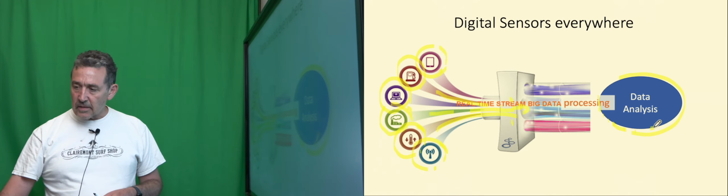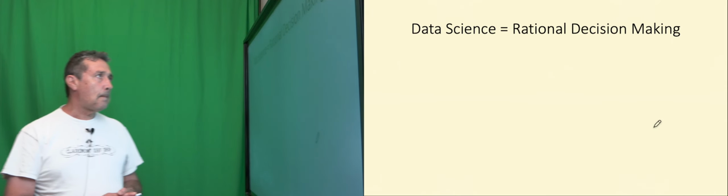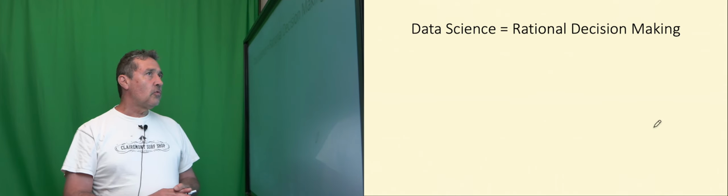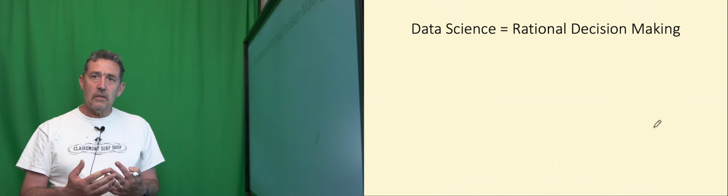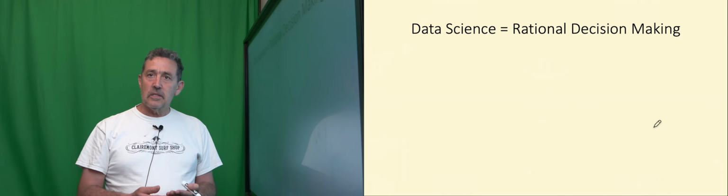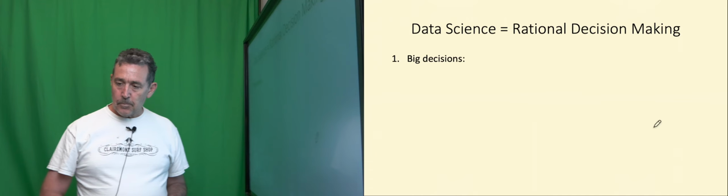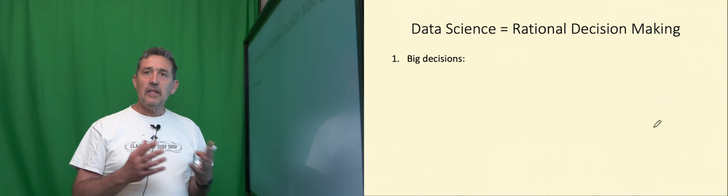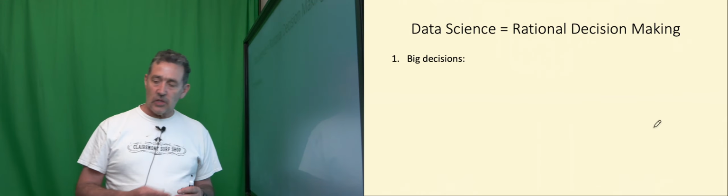But what is data science? So data science, I would say, is rational decision-making, okay? So how do we make decisions using data in a rational way that is useful and profitable? So I would divide it into two kinds of decisions, big decisions and small decisions.